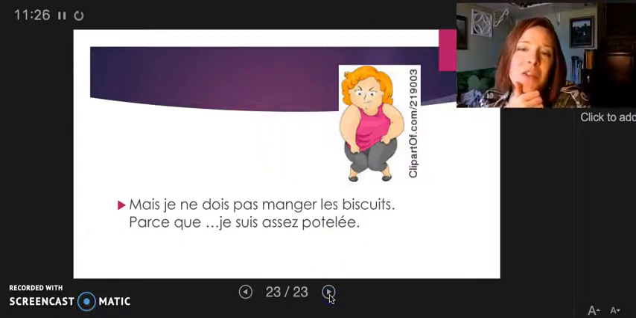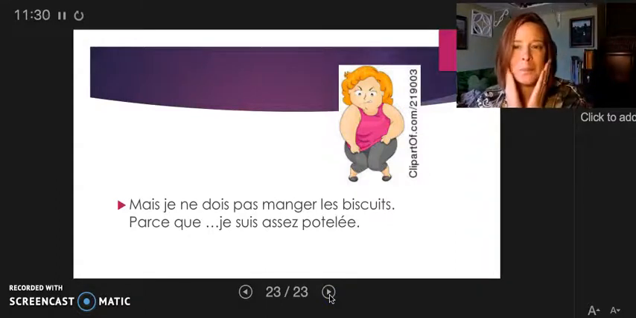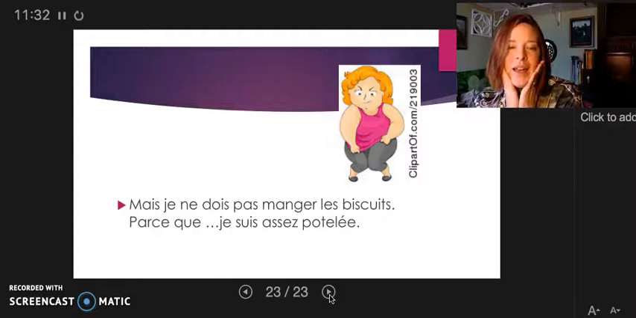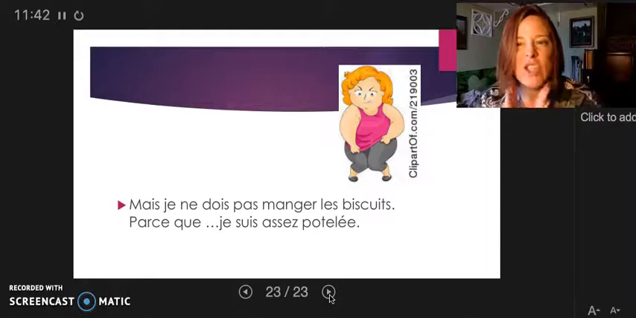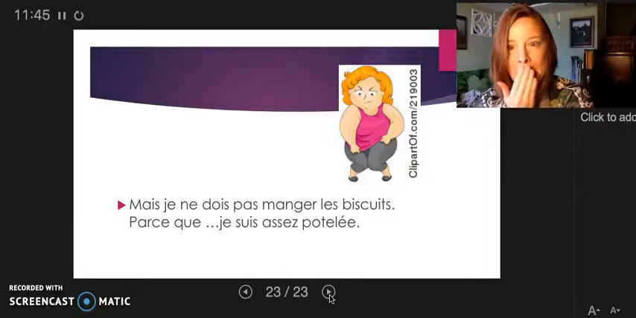Mais je ne dois pas manger les biscuits. Parce que je suis assez poorly. But I cannot eat the cookies because I'm already rather chubby. Pants not fitting. That's an issue. Especially for somebody as cheap as me who doesn't want to buy new pants.